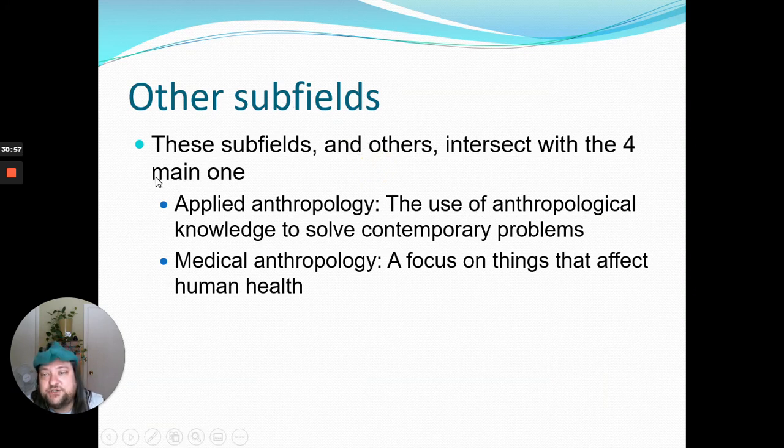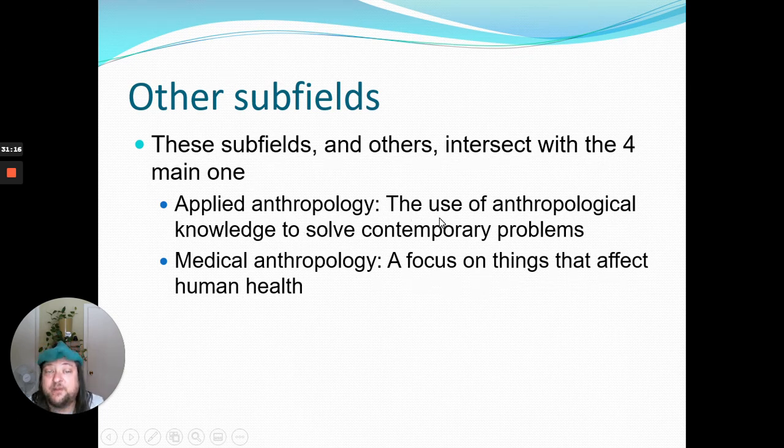So, as I mentioned earlier, and as you can see on the chart on page 5 of the textbook, those are the 4 main subfields, but there are others, and I'm listing a couple here, but there are others mentioned in the textbook that intersect with the 4 main ones. Third typo that I found here, main ones.